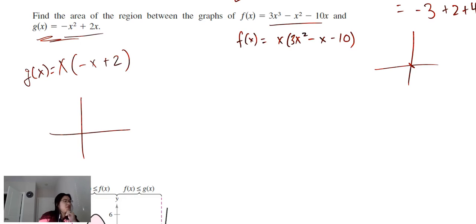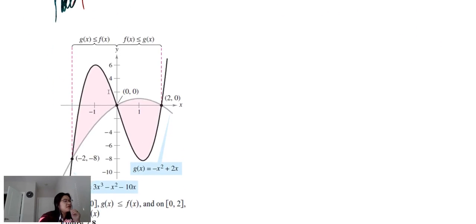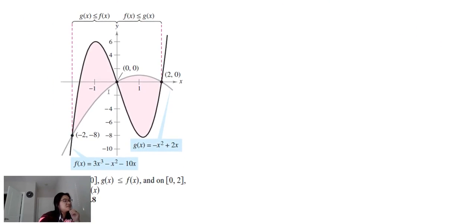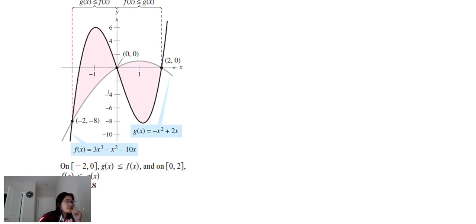So we have g looks like that, and then f is going to look something maybe like that. We might get actually like two different regions that are bounded by these curves. So how do we reconcile that issue? You just split it up into two parts. So look down here. Oh, lovely. Okay. So we have intercepts at x equals negative 2, 0, and 2.